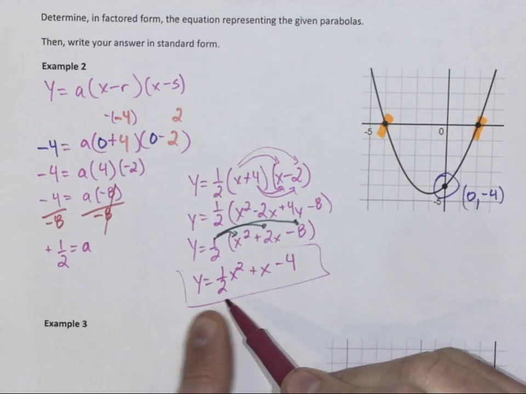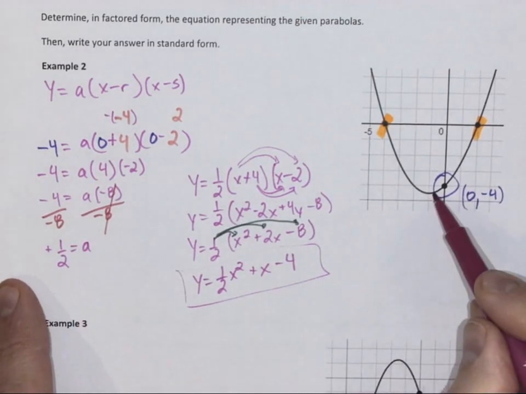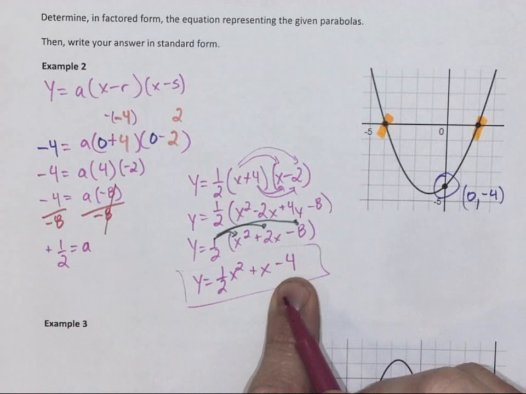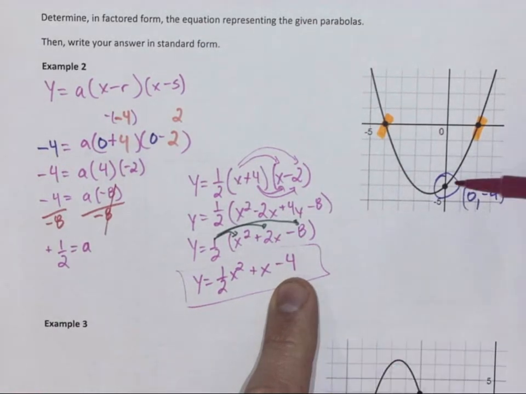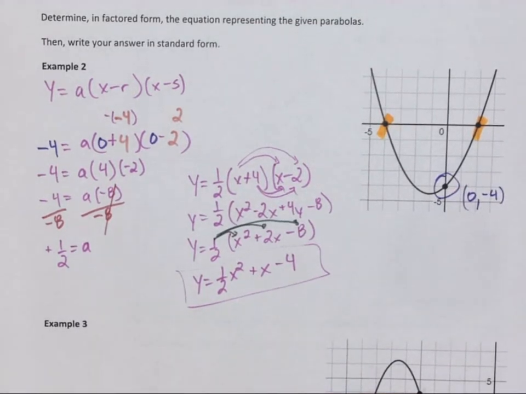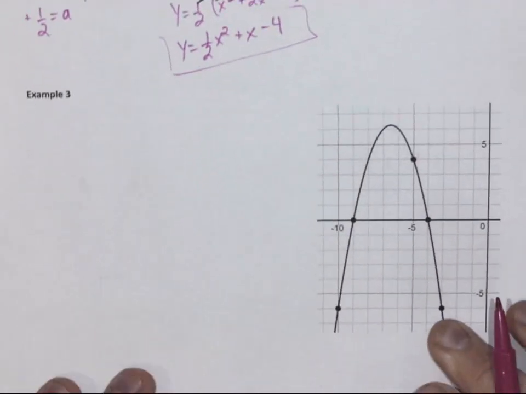A value is positive, it opens up, yes. We have a c value of negative 4, which is our y-intercept. There it is. So it still works out. We'll do one more example together.